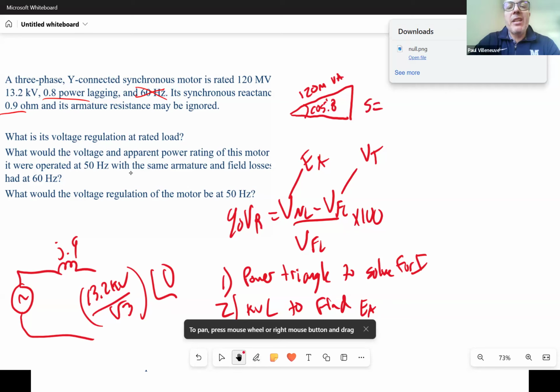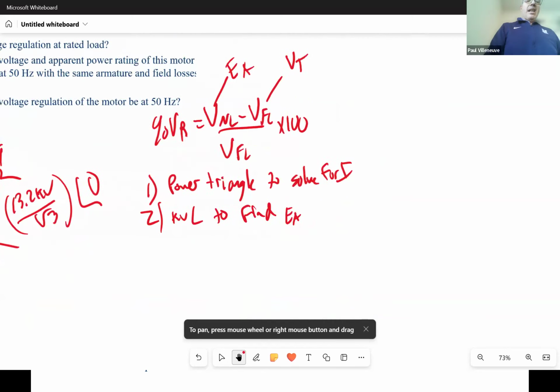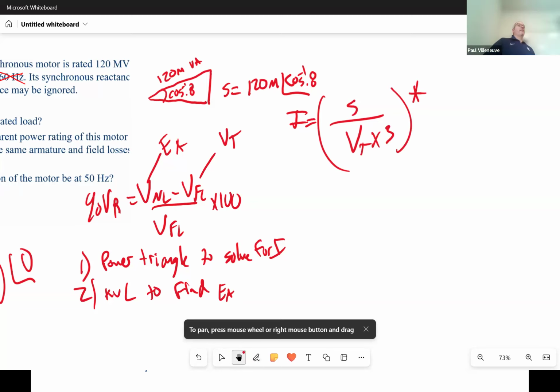So S is going to be equal to 120 at an angle of inverse cosine of 0.8. That's my value of S. So my I is equal to S divided by V terminal. Don't forget the square root of 3. Actually, no, I got to multiply that by 3. It's 3-phase times the conjugate. Right? It's a 3-phase machine. Make sense?